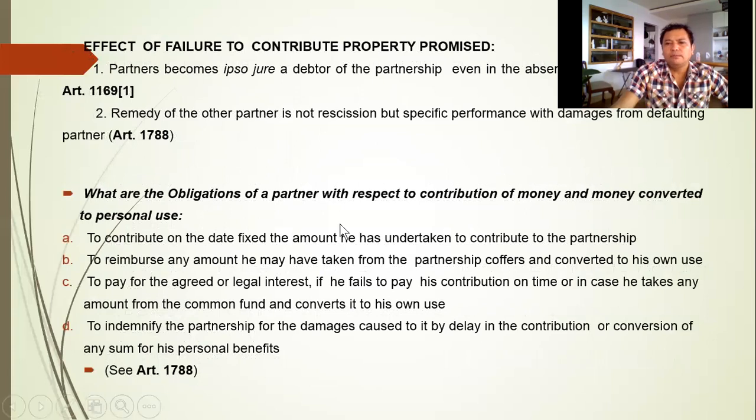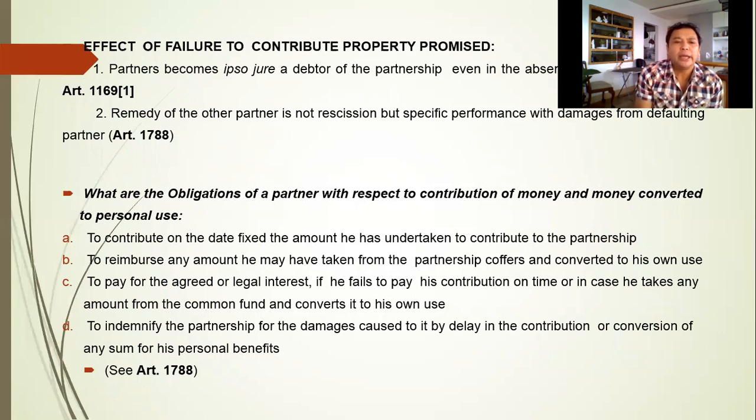So if ever the partner fails to contribute the property promised, then the partnership or the other partners will become creditors. The partner who failed to deliver the property will become a debtor to the partnership. So even if there is no demand coming from the partnership, it is automatic, meaning ex jure. Ex jure means he automatically becomes a debtor.